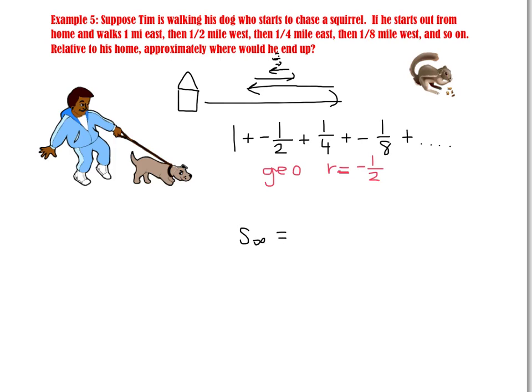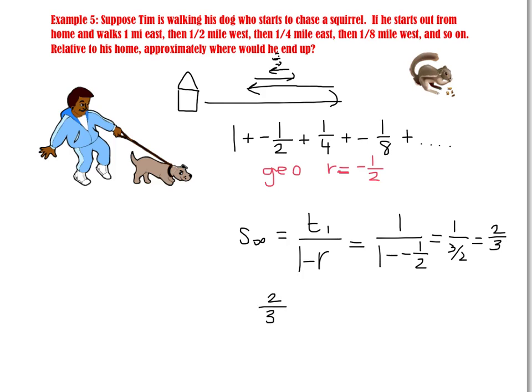So, infinite series. We're going to take the first term, divide it by 1 minus r. The first term was 1. We're going to divide that by 1 minus -1/2. So we'll get 1 over 3/2 or 2/3. And that's positive, so we end up 2/3 miles east, remember it's a word problem, you need units, of his home.